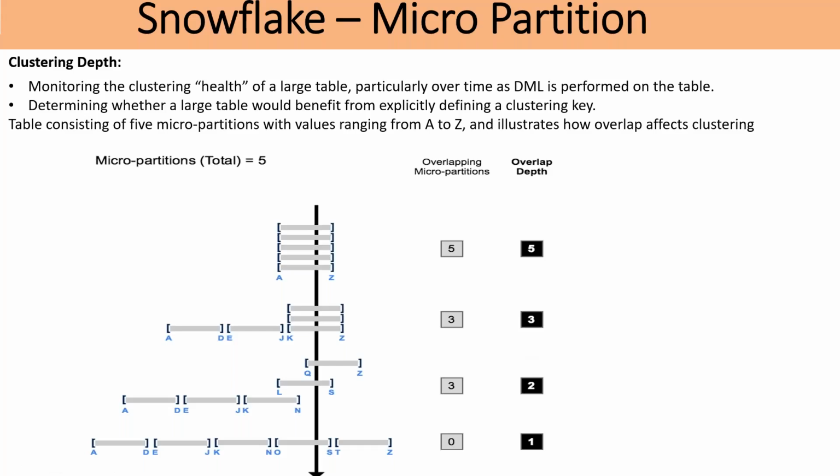Middle one means you tell me the ranges. L to S. And how about Q to Z? Q to Z also. Yeah, 2. So now you are able to understand the range, right?